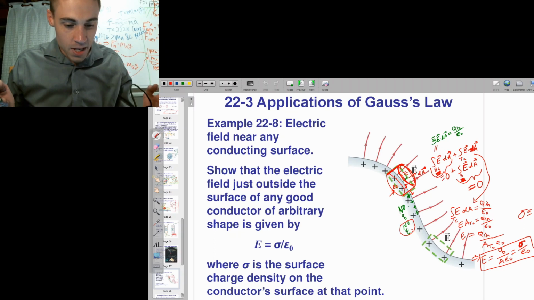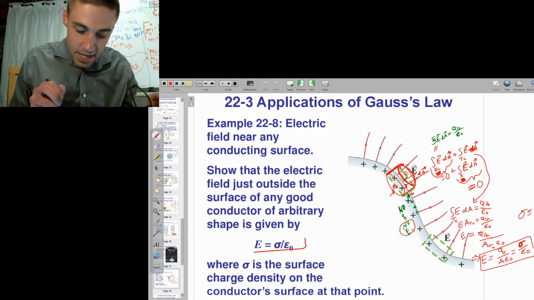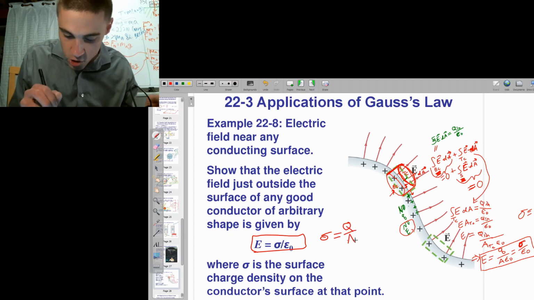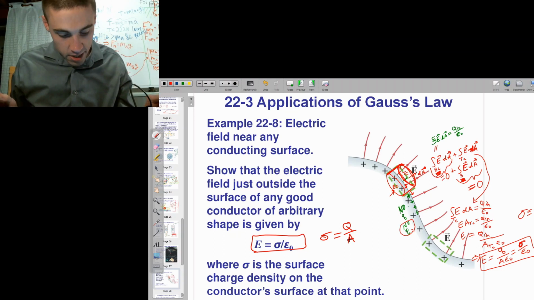Okay. So this example asks us to show that the electric field just outside the surface of any good conductor of arbitrary shape is given by E equals sigma over epsilon naught. Now remember, sigma is Q over area. It's the charge per unit area. All right, let's do this.